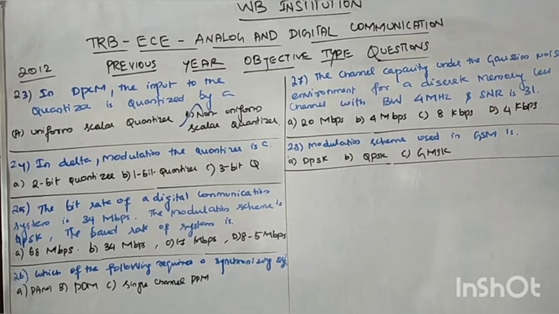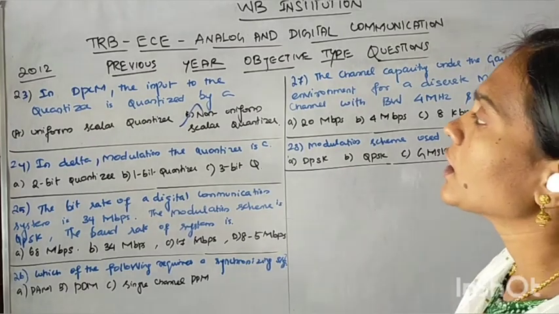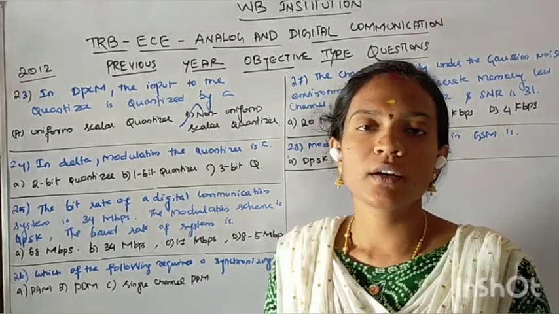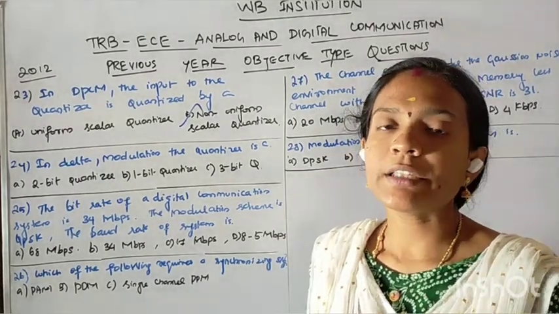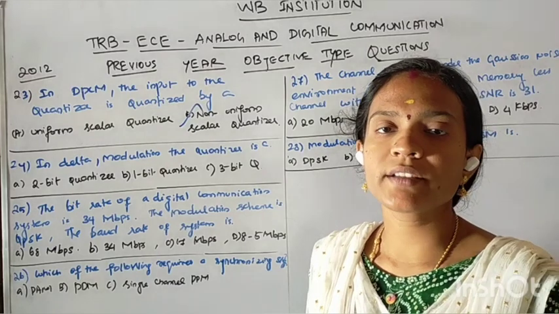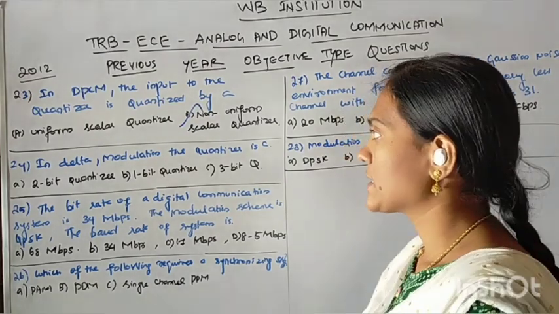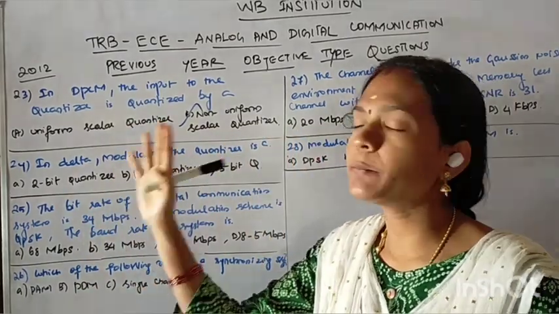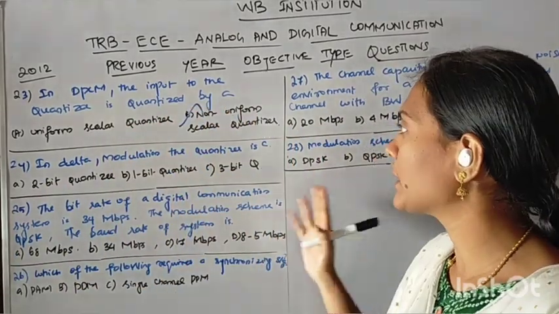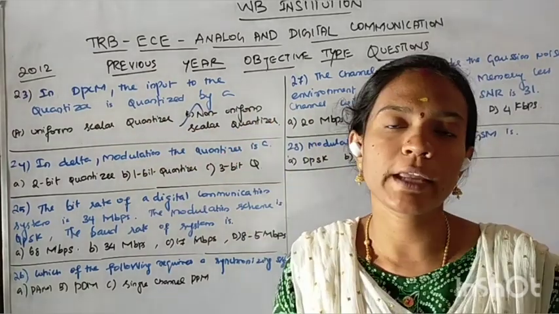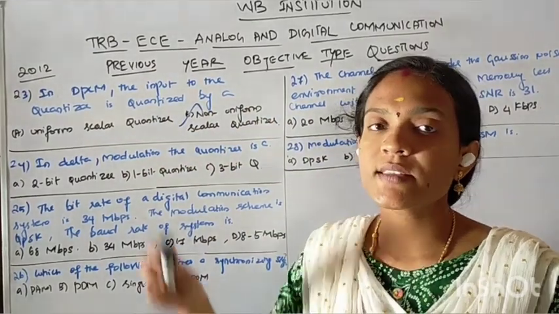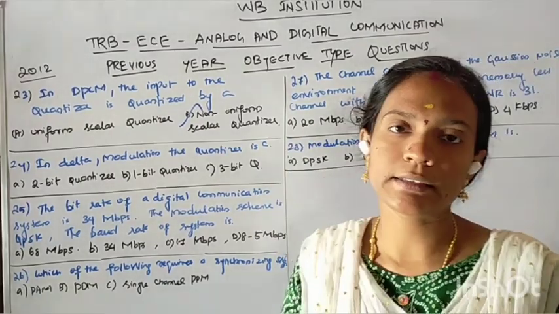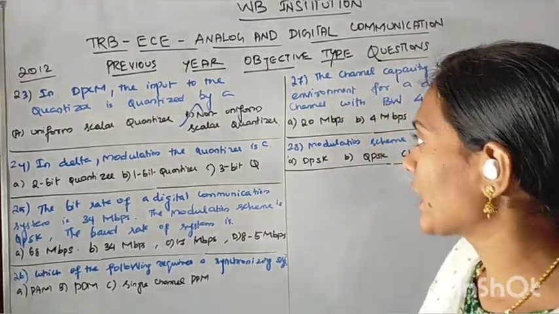Okay. So first question, in DPCM the input to the quantizer is quantized by ___. We know that normally in communication systems all techniques are used by the scalar quantizer. So in DPCM, the quantizer that is used is a non-uniform scalar quantizer. Okay, so this is the direct question. So option B is the correct answer. Non-uniform scalar quantizer.